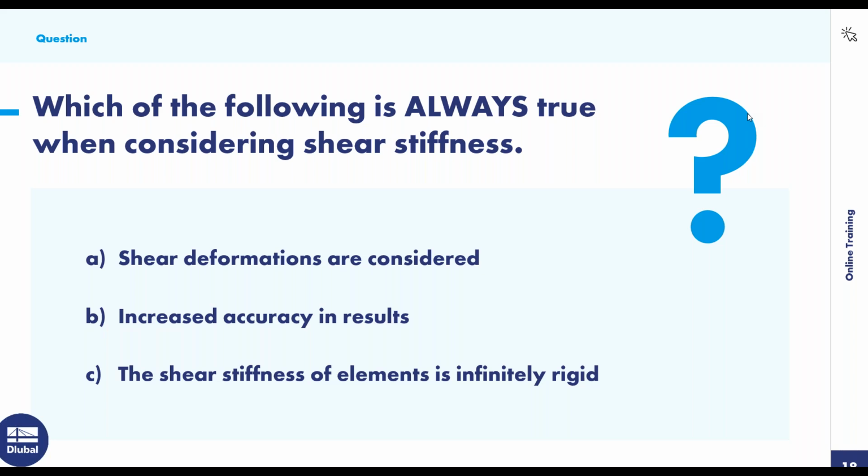That's the correct answer. B, increased accuracy in results. This is not true for all plates. For thin plates, the results don't really change much, so mostly for thicker plates the results will change and the accuracy will be increased. And for C, the shear stiffness of elements is infinitely rigid. This is not true because when shear stiffness is considered, the stiffness of the element isn't infinitely rigid. So that is that question.